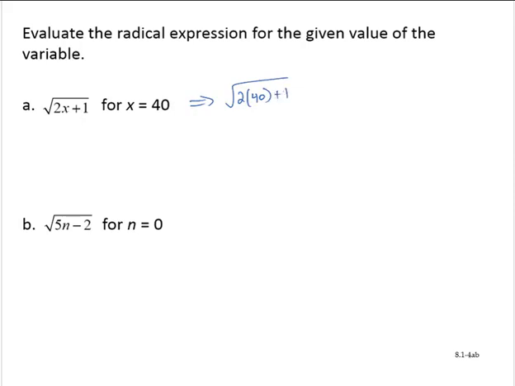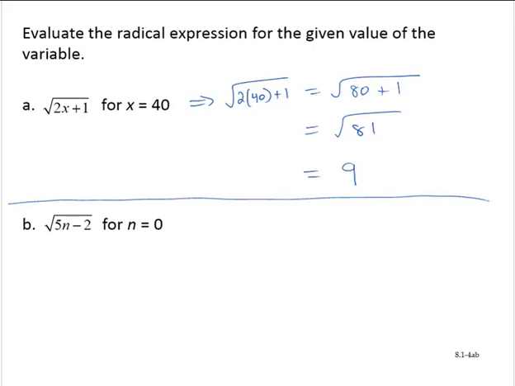Now we follow the order of operations, working the inside of the radical and still following the order of operations. We would have the square root of 80 plus 1, which is the square root of 81. And since 81 is 9 squared, the square root of 81 is 9.